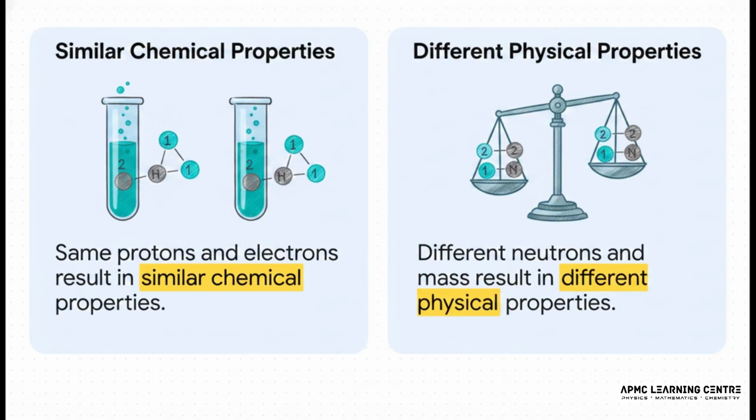So what's the big takeaway here? Well, since the number of electrons is the same, these isotopes act pretty much identically in chemical reactions. But that difference in mass gives them unique physical properties. And that's a really big deal. It's what lets us do things like carbon dating or use special isotopes in medical scans.